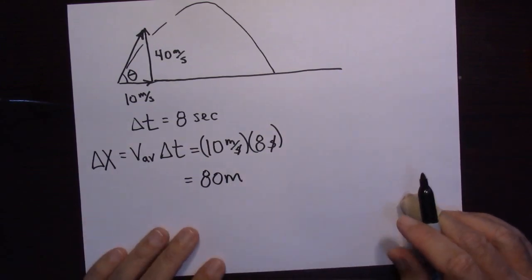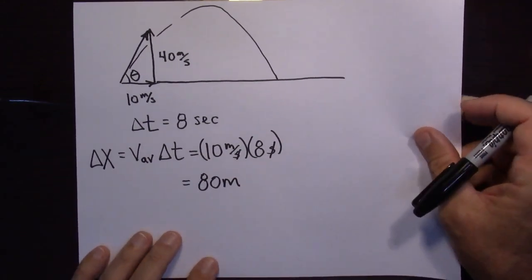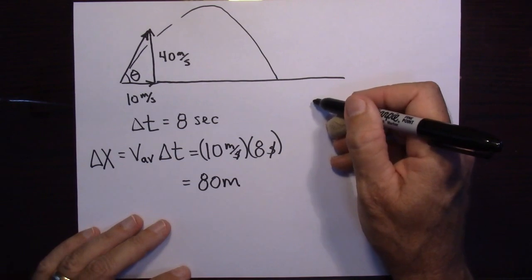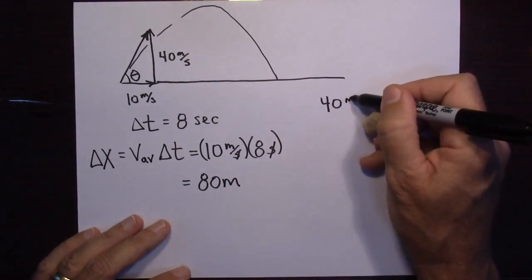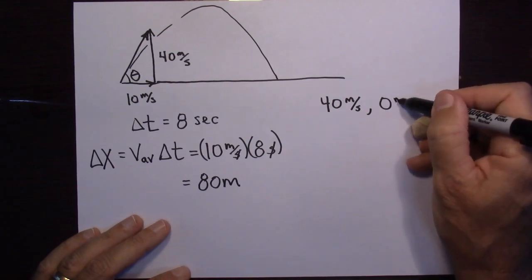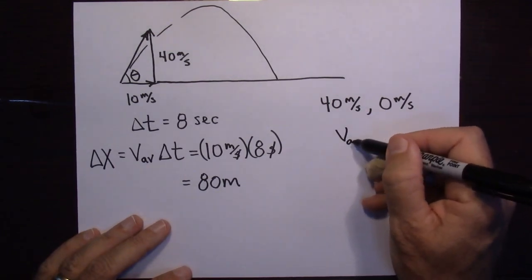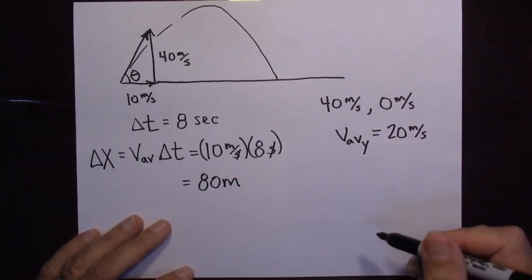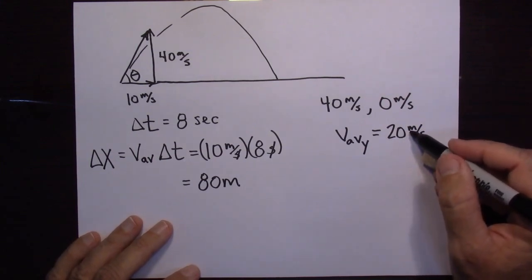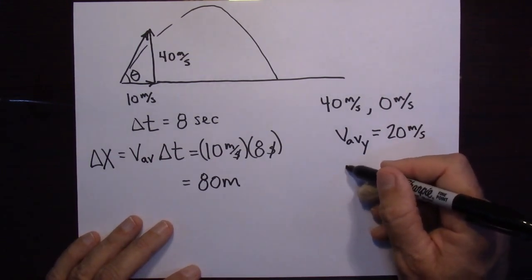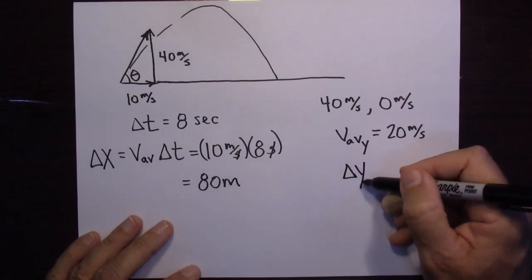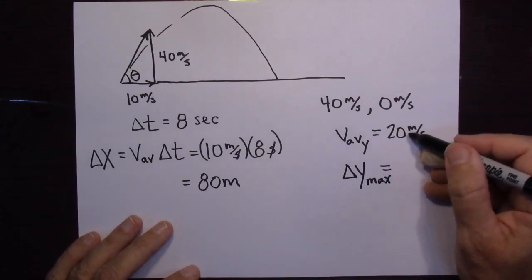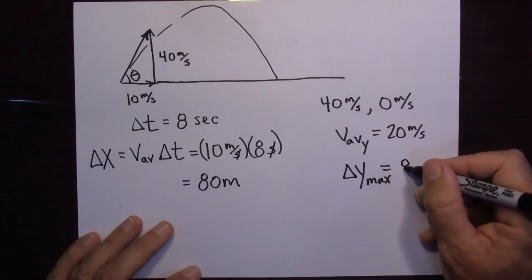Okay, how high up will this go? You want to pause the video and see if you can figure it out? Okay, so it's going to be going up for 4 seconds. It starts out at 40 meters per second in the y direction, and then it ends up going 0 meters per second in the y direction. So the average velocity in the y direction is 20 meters per second. If you go 20 meters per second on average for 4 seconds, you're going to go up 80 meters. So your delta y max, or your height, is 20 meters per second times 4 seconds, which is 80 meters.